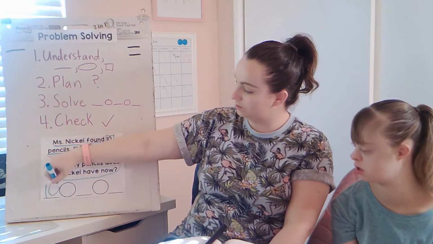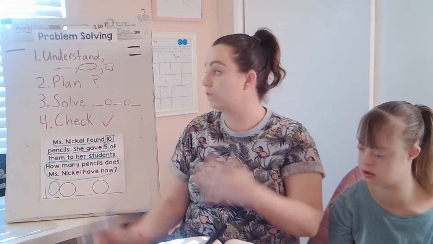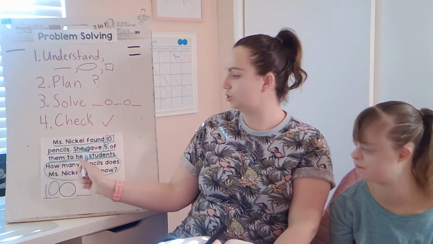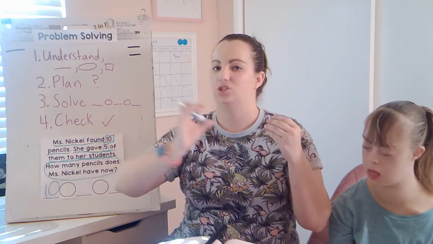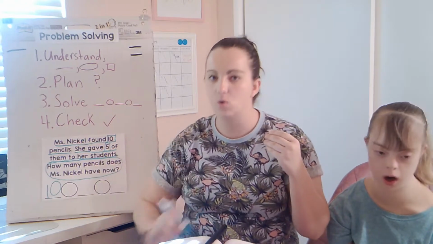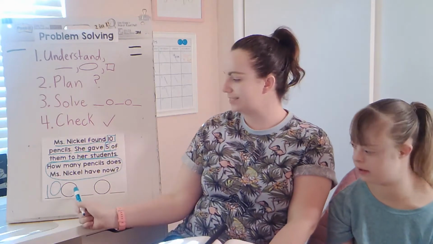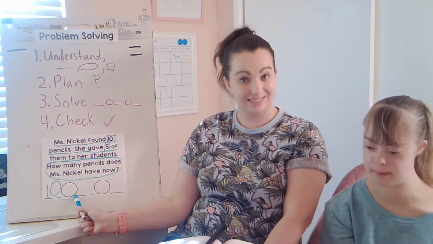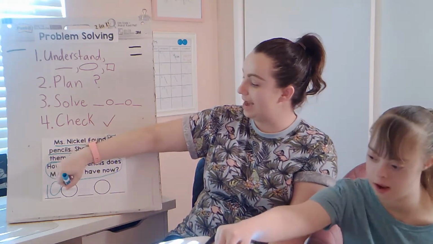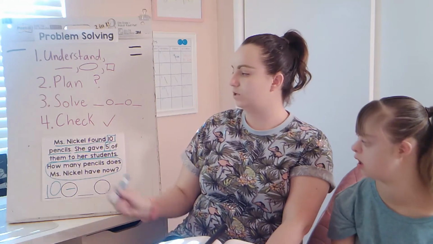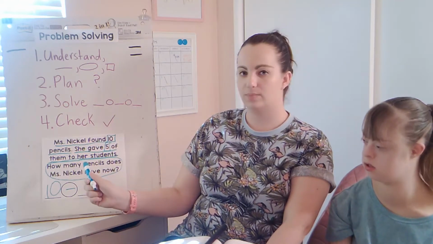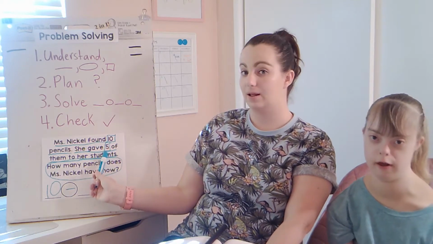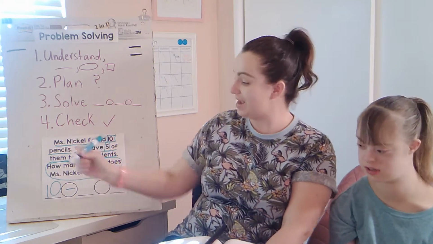10 pencils. Then we already planned that this is subtraction because she gave some away. She lost pencils. They were given away. So what sign do I need to write here? Minus. Thank you, Kaylee. Minus or take away. I look back at my story problem. What's the next number I put a box around? How many did she give away? 5, yes.